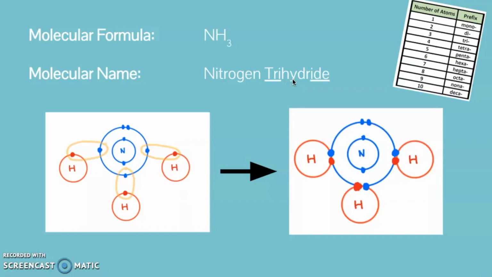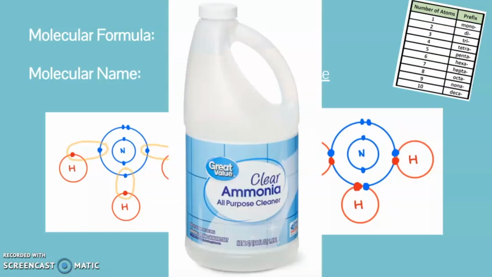Then we have trihydride. Tri comes from the prefix for 3 atoms. So trihydride means 3 hydrogens, but of course we still ended in IDE, just like we did with ionic bonding. Nitrogen trihydride. In fact, you might already be familiar with this molecule. Nitrogen trihydride, or NH3, is a fancy way of saying ammonia.